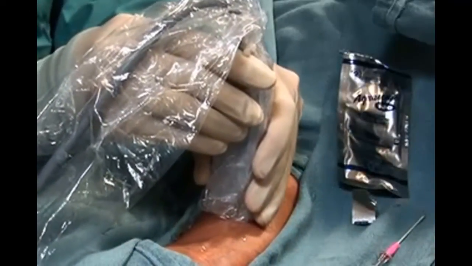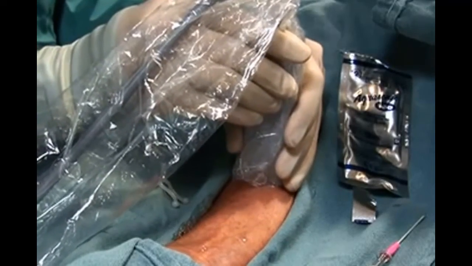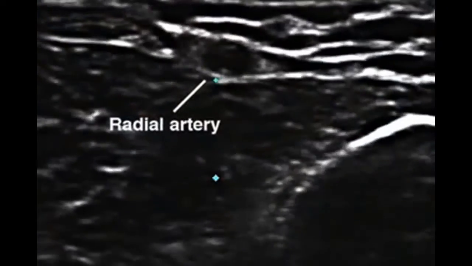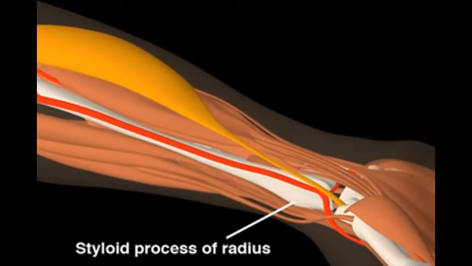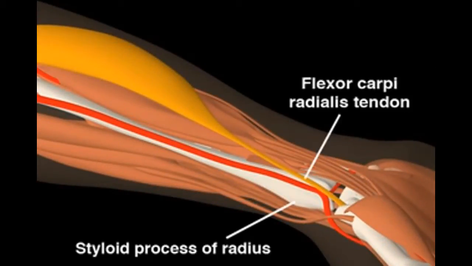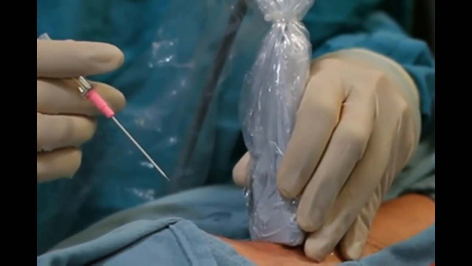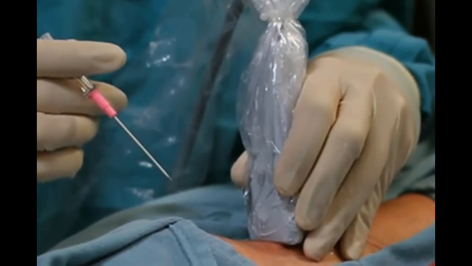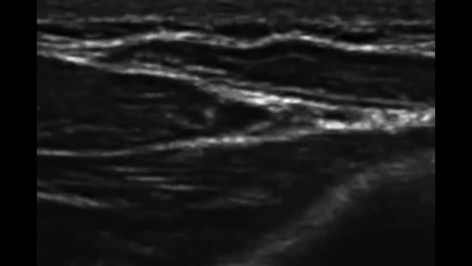Starting at the wrist, scan the lateral aspect of the forearm in the transverse orientation and identify the radial artery and associated veins, which will be located between the styloid process of the radius and the flexor carpi radialis tendon. If necessary, apply light pressure to help differentiate the artery from the veins. Veins will collapse while the artery will not.